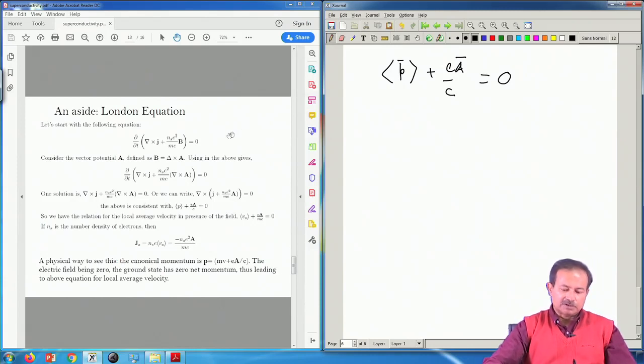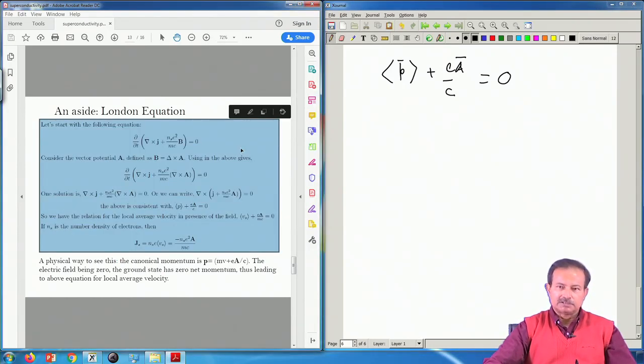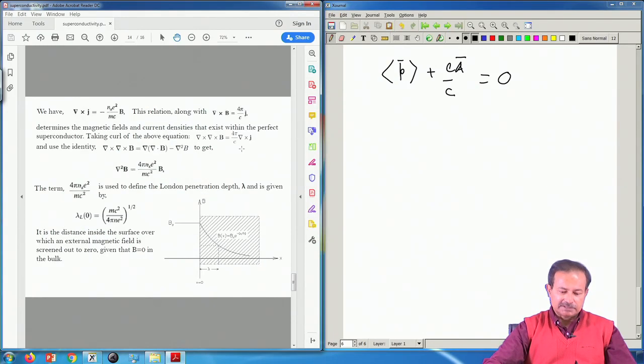The consequences of the London equation of course are dramatic, in the sense that it is that equation which showed that there indeed is a Meissner effect in a system. So, how does one do that? Let me just show it.